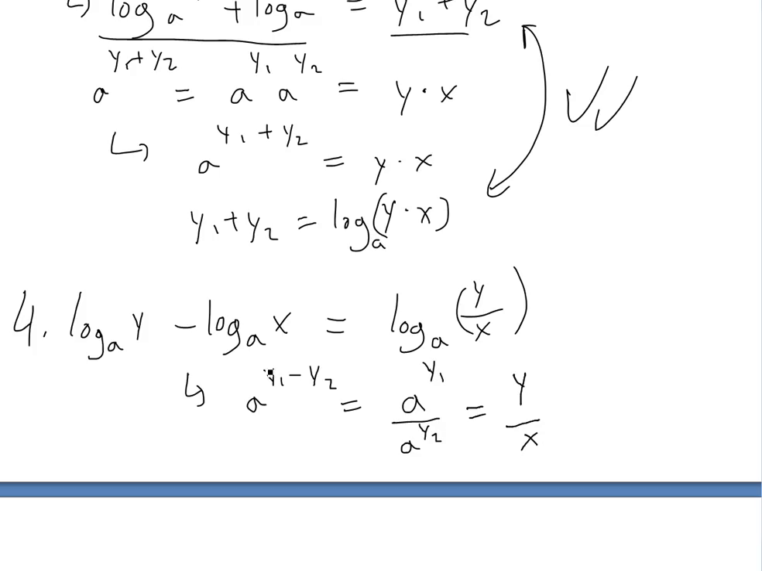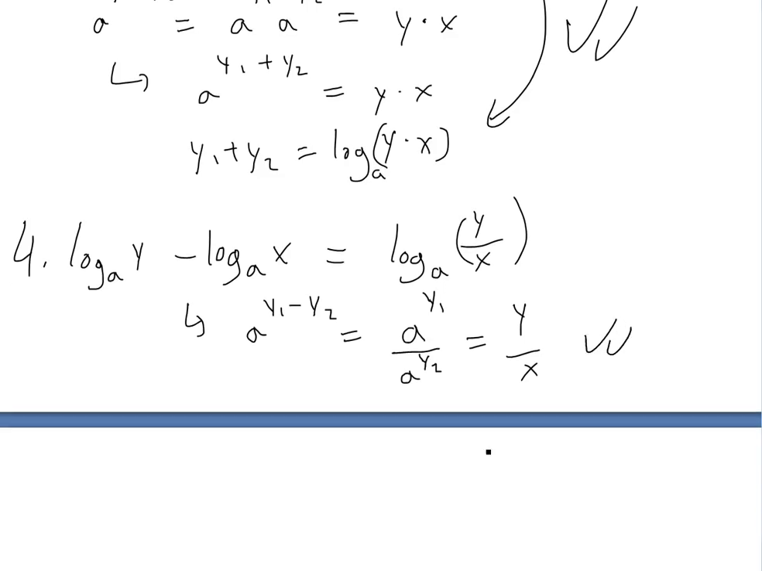And then you take the logs, and it's going to be similar to the previous one. So you'll have y1 minus y2, and this equals log_a y1 minus log_a y2. So the proof is similar to the top one.